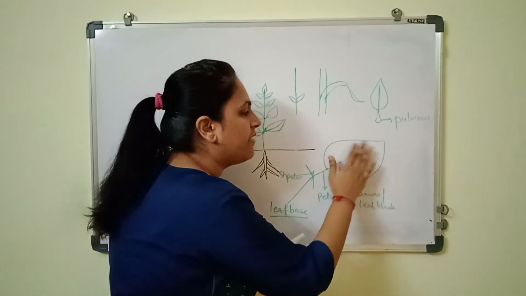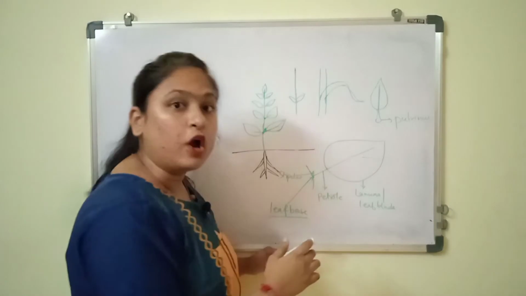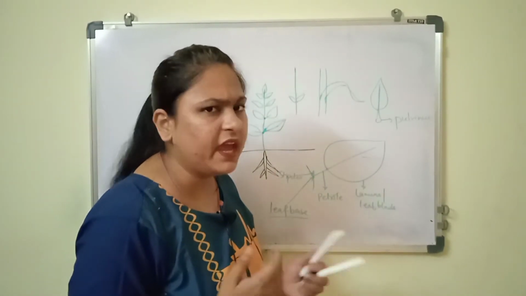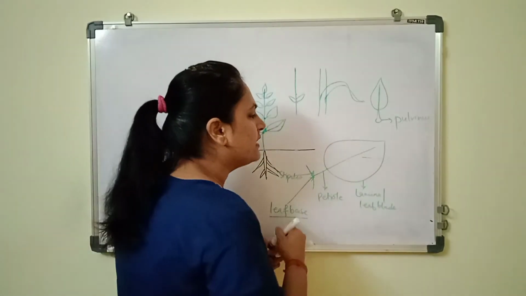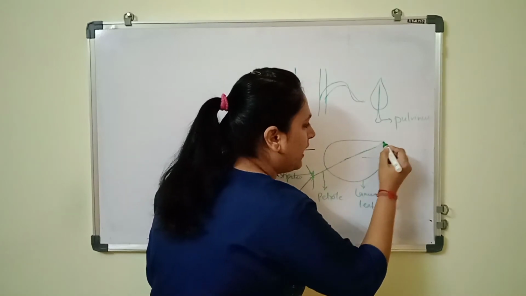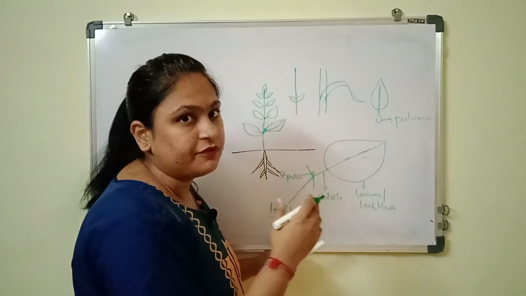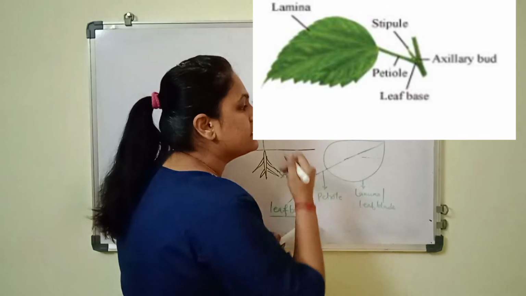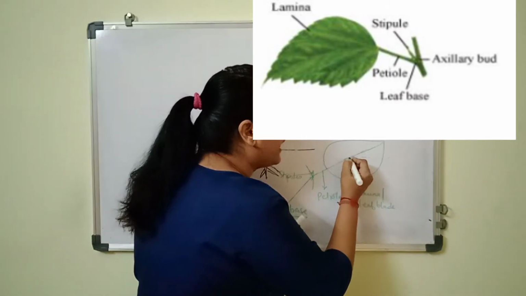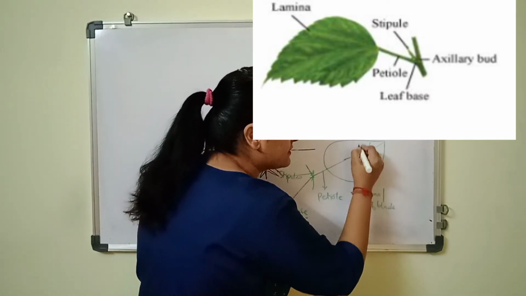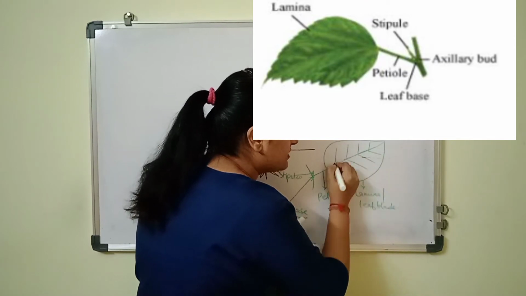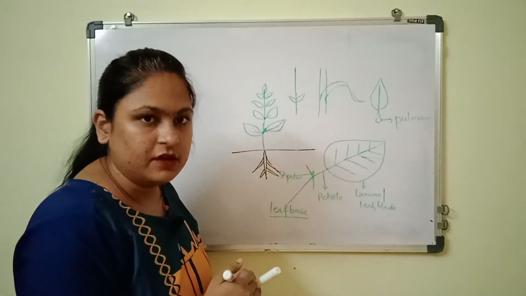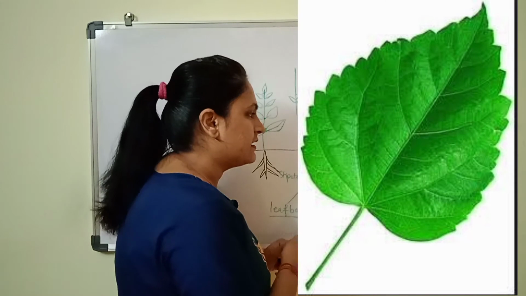Then the leaf has a broad expanded part called the lamina. Everybody knows this lamina is a broad expanded part which is green in color. It performs photosynthesis. And what is the another function? It also bears veins and veinlets.